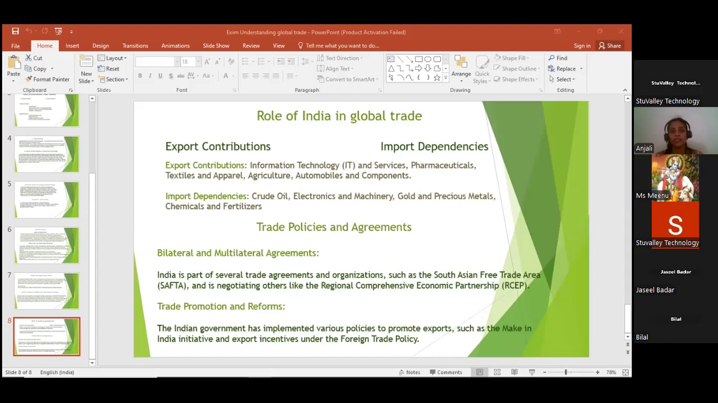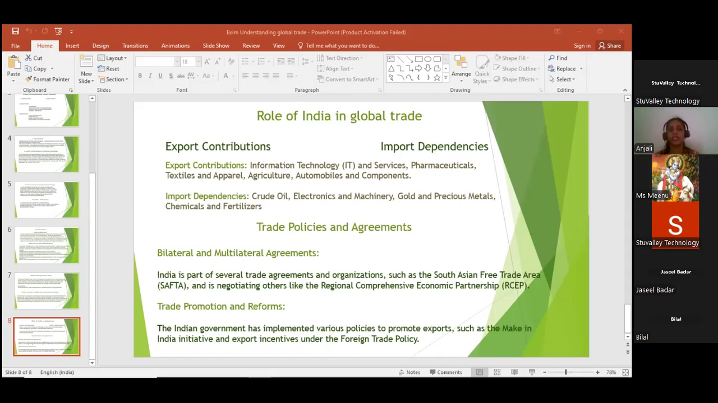Okay, next let's move to the role of India in global trade. What roles does India play towards global trade? Here we have export contributions and import dependency. Exports are what we are contributing to other countries, and imports are the products we depend on for Indian consumption. So let's study about them.